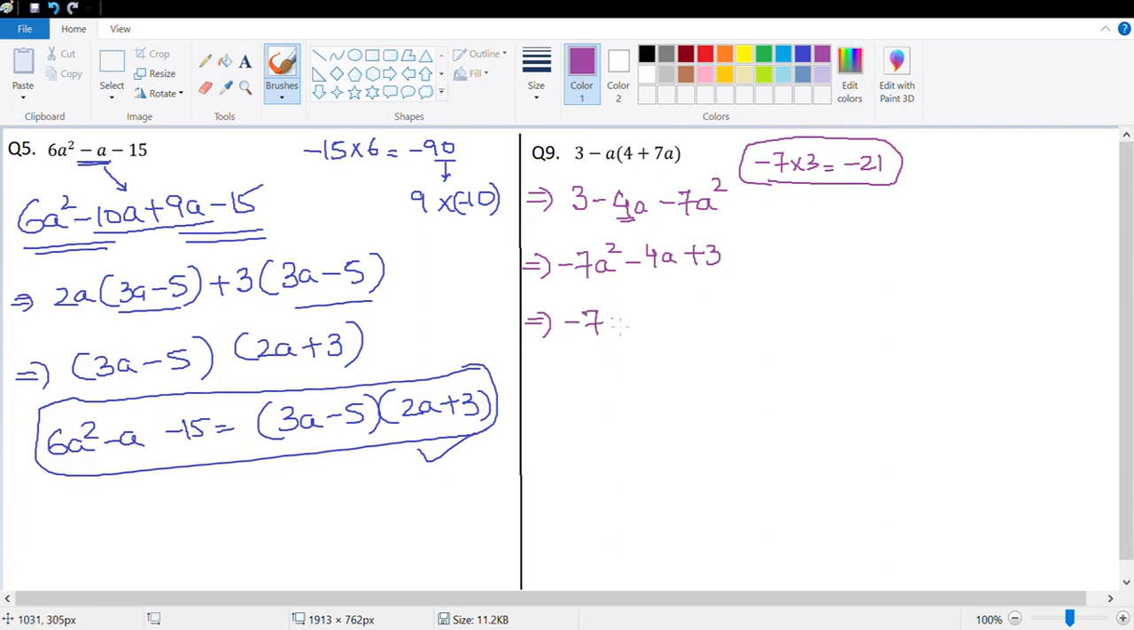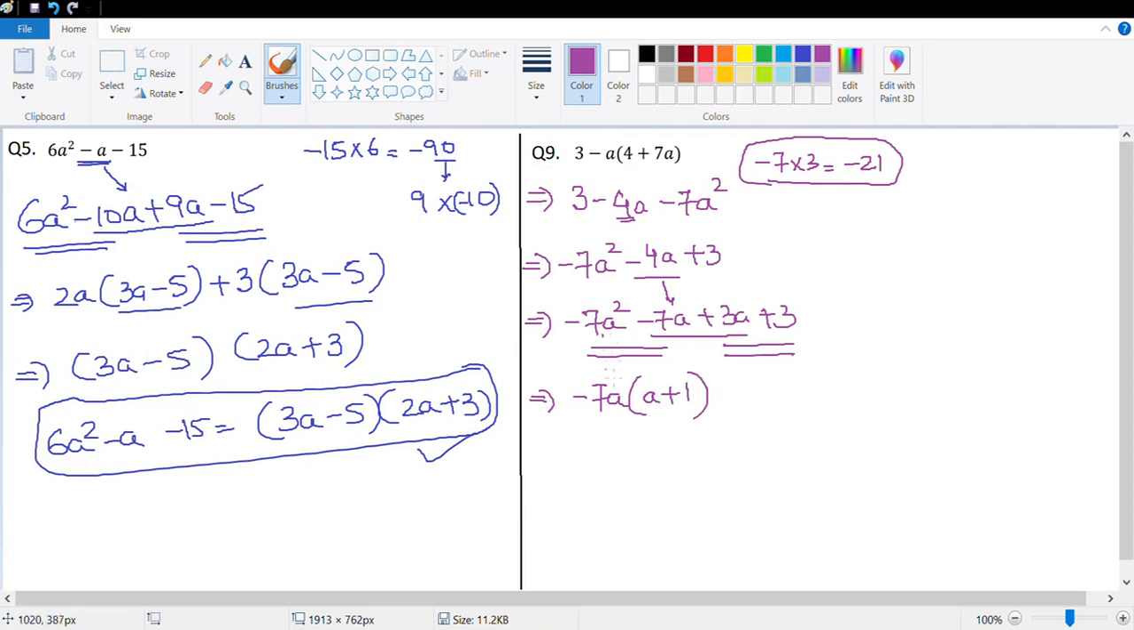So that will be negative 7a square minus 7a plus 3a plus 3. What I have done is written negative 4a as negative 7a plus 3a, which is nothing but negative 4a. Grouping it the way I have underlined, what's common between the first two terms? Yes, negative 7a. If I take negative 7a common, what remains here is a. What remains here is 1.